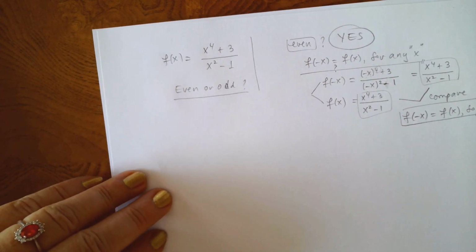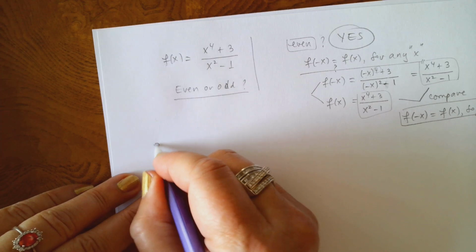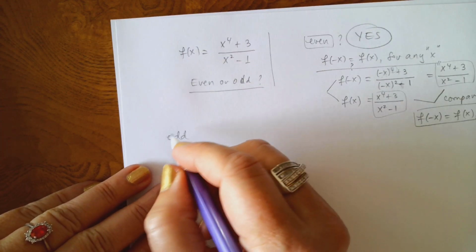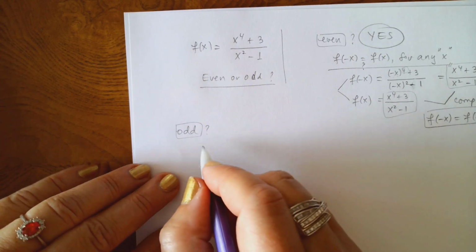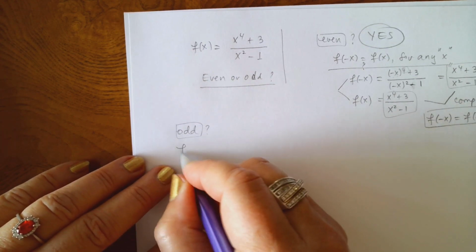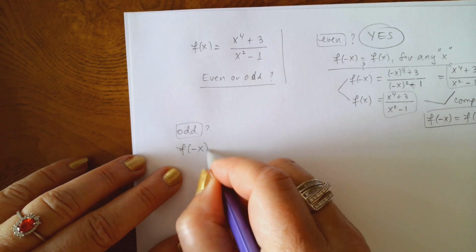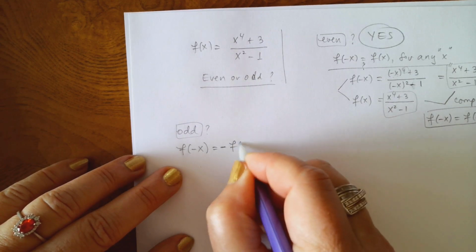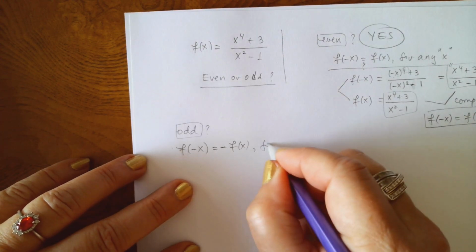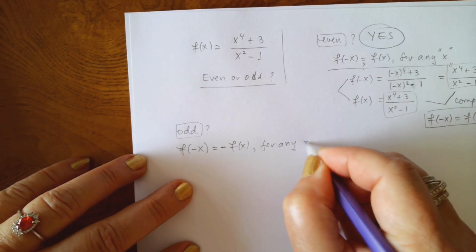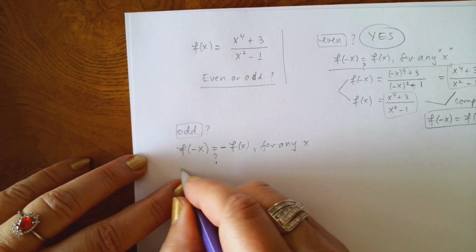Let's see if the function is odd. So the question is, is this function odd? Yeah. So remember the definition for an odd function. We said that if we manage to prove that f of minus x is minus f of x, so basically the minus goes in front, for any x, this function is odd. So that's the question that we want to answer.